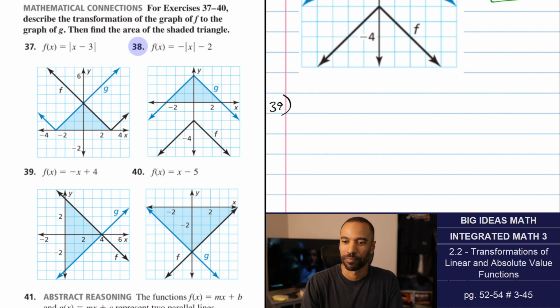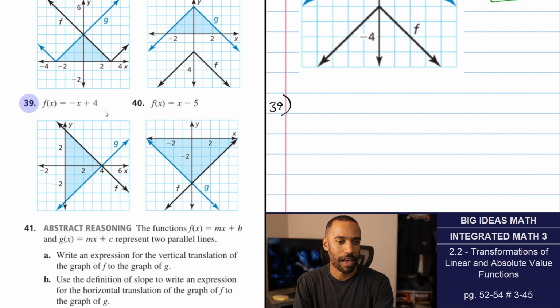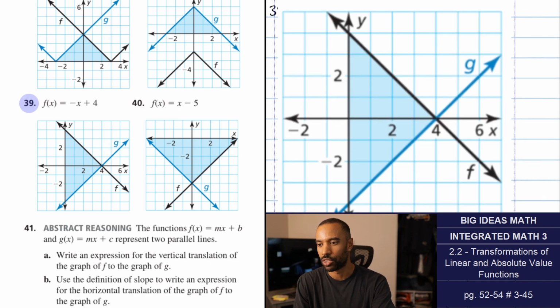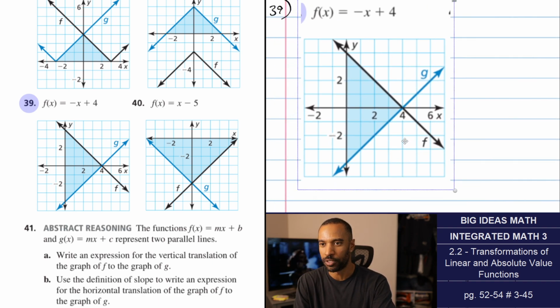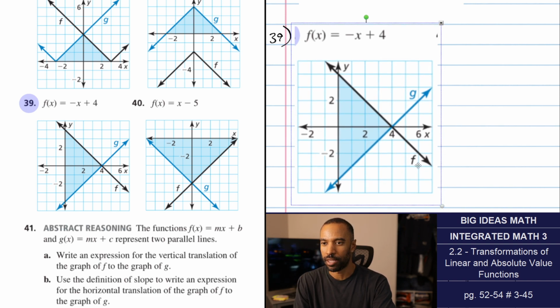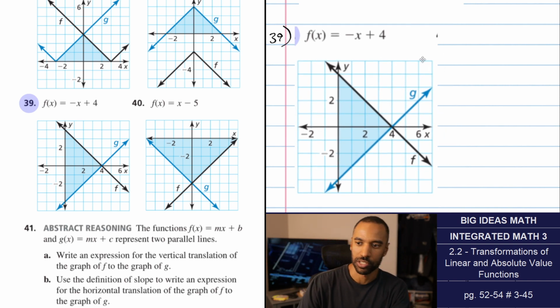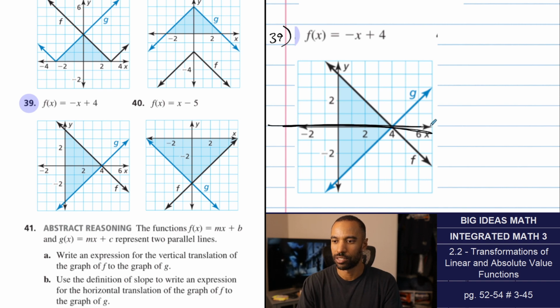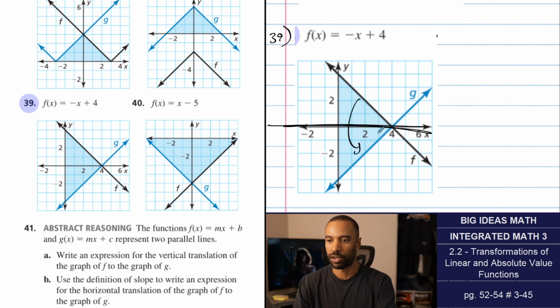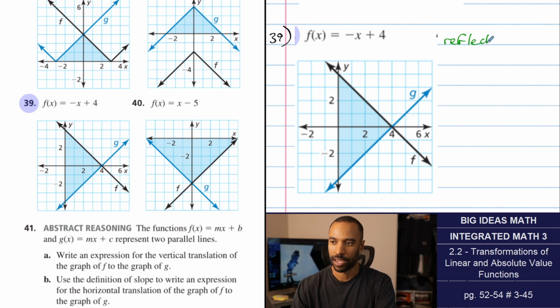Number 39. And the equation is just there for funsies, I suppose. F of x equals negative x plus 4. This is a linear equation. Now, the description I want to make here has to do with reflection, the way that this linear equation is flipped over. So with it being flipped over, what axis is it flipped over? The x-axis. So that's the reflection from F to G. It's a reflection in the x-axis. So reflect across the x-axis.